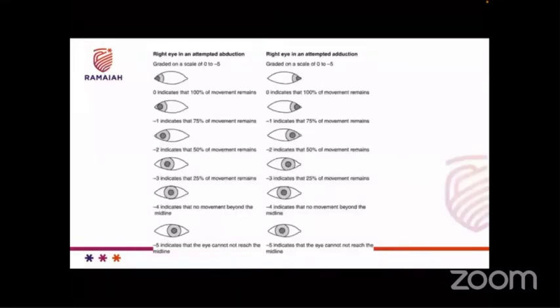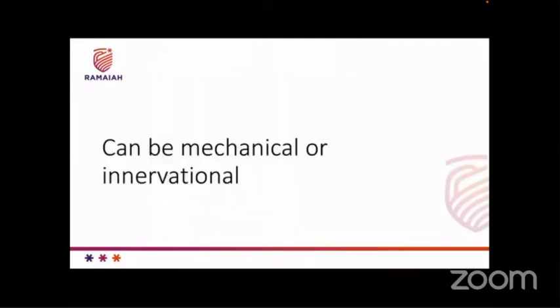So your force duction test can be helpful in grading the amount of restriction. A grade from 0 to -5. 0 indicates that there is 100% movement, -1, 75% of movement remaining, -2, 50% of movement, -3, 25%, -4, no movement beyond the midline, while -5 indicates that the eye cannot even reach the midline. So this can be very useful in grading your force duction test. You must remember, restrictive strabismus, you would think is only mechanical, but it could be innervational as well, as is the case in Duane's.